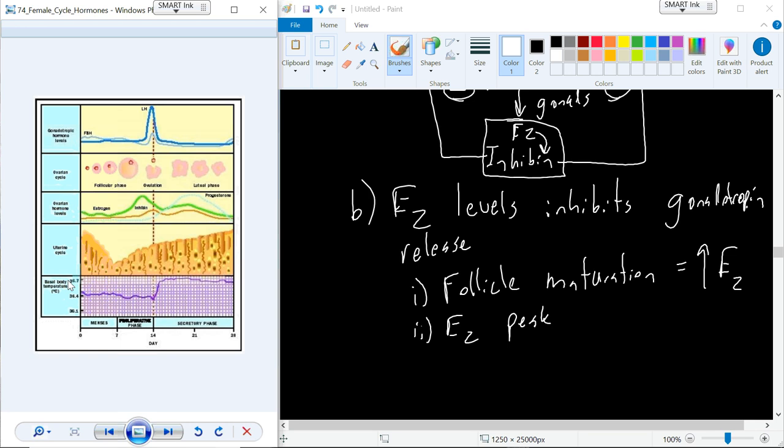So, the follicle begins to mature. This results in an increase in estrogen. Estrogen is going to peak. And you can see that peak here in green happens just before luteinizing hormone.